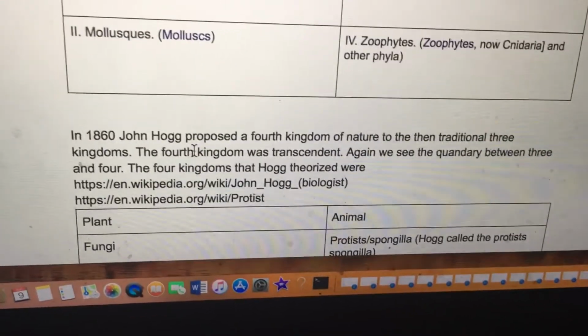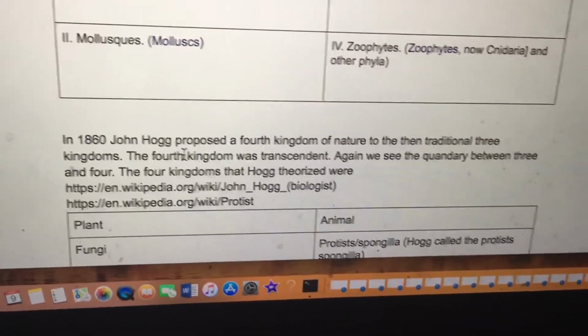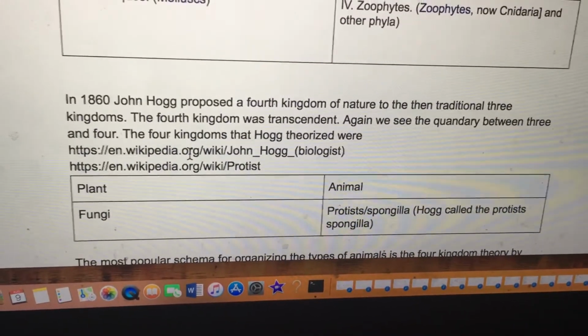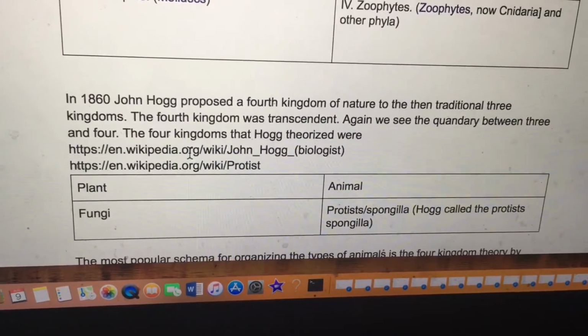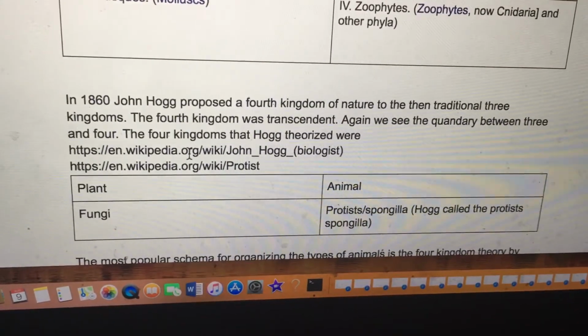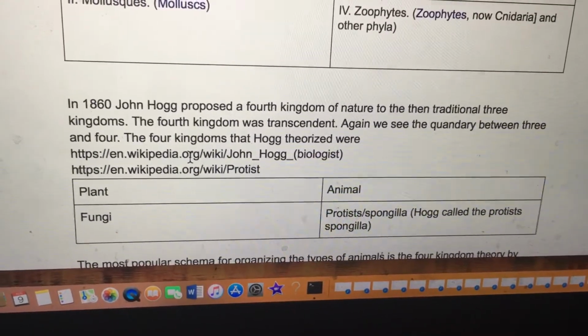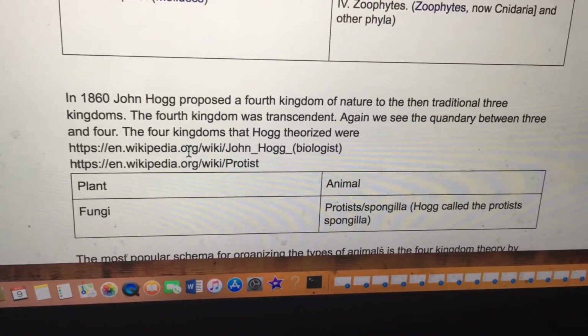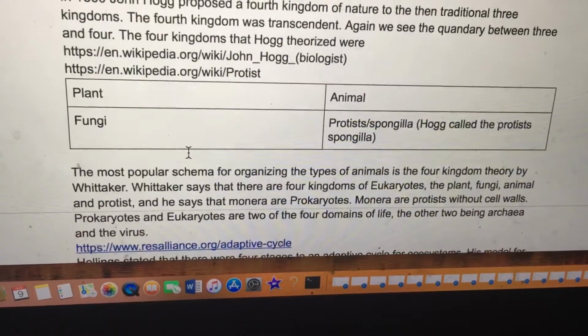In 1860, John Hogg proposed a 4th kingdom of nature. To the then traditional 3 kingdoms, the 4th kingdom was transcendent. Again, we see the quandary between 3 and 4. The 4 kingdoms that Hogg theorized were plant, fungi, animal, and protists.